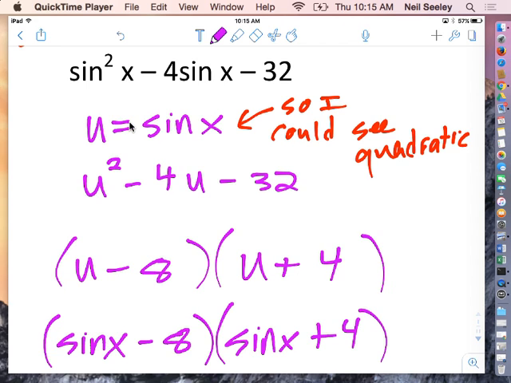And now, some of you, rock stars, that's a lot of you, by the way, you could probably just say, oh, I get it. It's something squared x minus 4 times something minus 32. I could have just done sine of x minus 8, sine of x plus 4 right away. Why would I do the u thing? Well, that's fine. You don't.